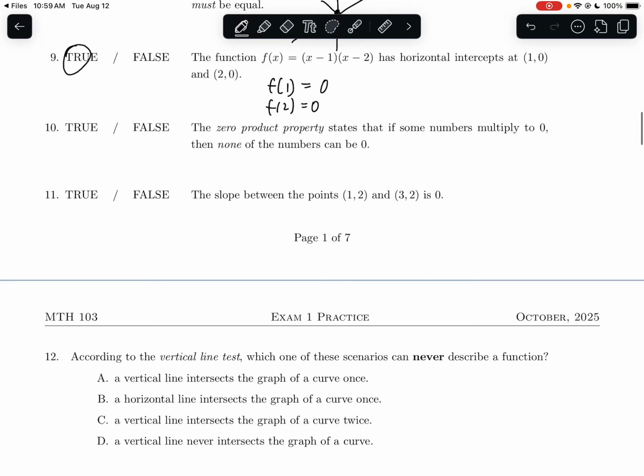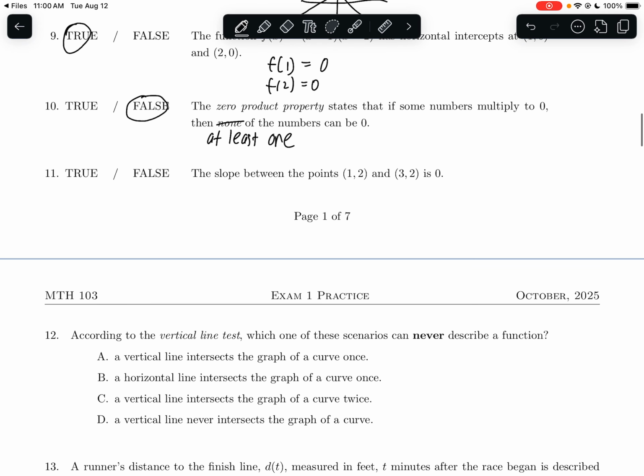Zero product rule states that if some numbers multiply to 0, then none of them can be 0. This is actually the inverse, the opposite statement. If they multiply to 0, then it's not none, it's at least one of them. That would make that statement true. As it's written, it's false.